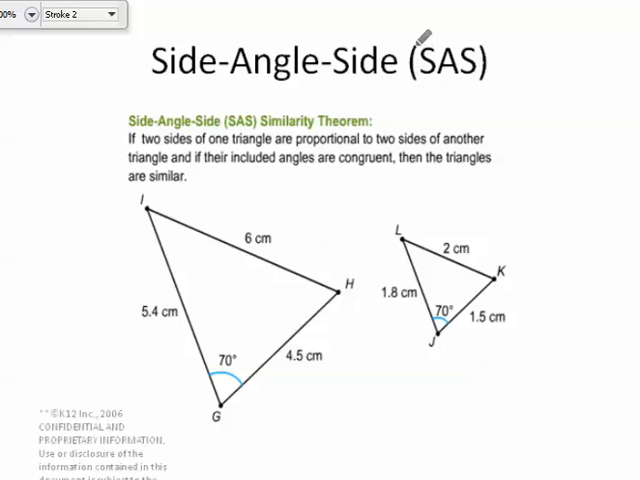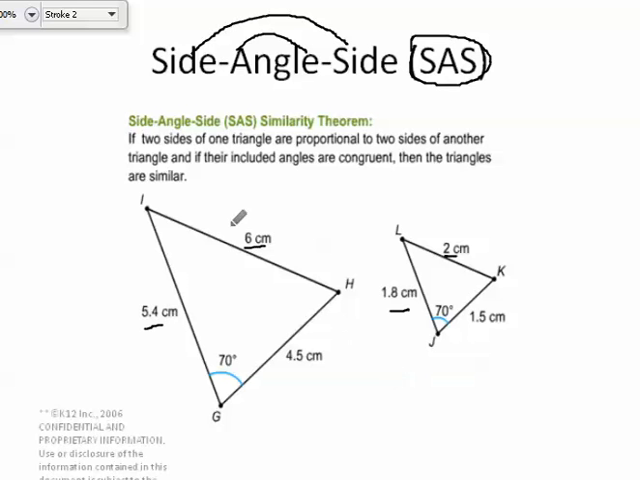There's another one here. Side, angle, side. It's the same concept that we used in triangle congruence. We have to have an angle between two sides that are in proportion to each other. So in other words, I've got 6 is in proportion to 2. That makes a 3, right? And 5.4 is in proportion to 1.8. Yep, that's a 3 as well. And I've got this angle down here that's 70, and that one's a 70. Do I have side, angle, side? Not yet.